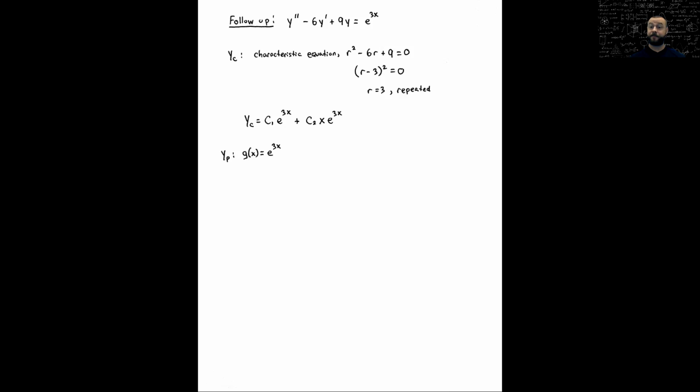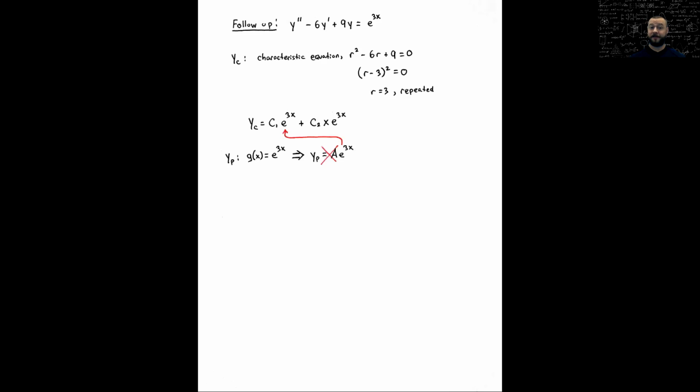All right, welcome back. Now, if you tried yp as A times e to the 3x, that's just your initial choice for yp based off of only g of x. Well, that is duplicated in yc. yp as A e to the 3x, well, that basically duplicates y1. So this choice won't work like what we saw for the first part of example 5.